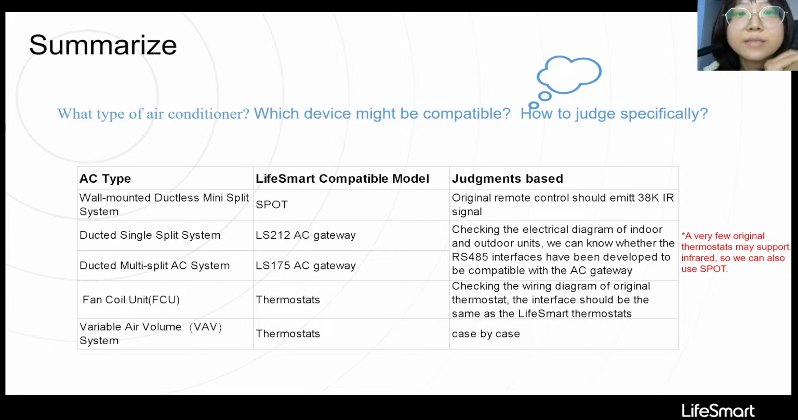So let's have a quick summary. The first step, you should confirm the type of the air conditioner with the AC manufacturer. Then you will know which device might be compatible with this AC type. And the last step, judge whether this AC type and our smart air conditioner products are compatible. You can do this according to this summarized table.